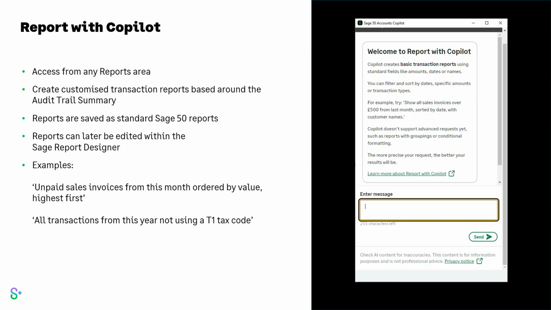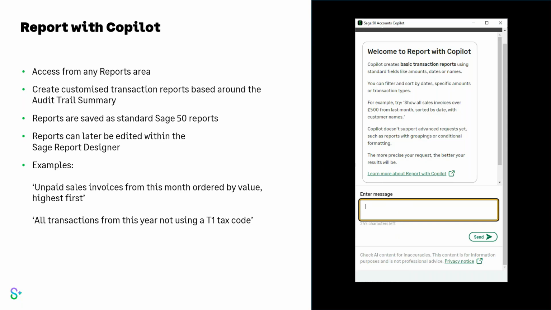Now the reports are available from any reporting area within Sage. So if you went into customers and reports, you'd have a report with Copilot option. If you go into, let's say, nominal codes and reports, transaction reports, anywhere where you've got a reports ledger, in there you will have the report with Copilot icon, or if you are on version 33, it will now just be called Sage Copilot, just to make it extra confusing.